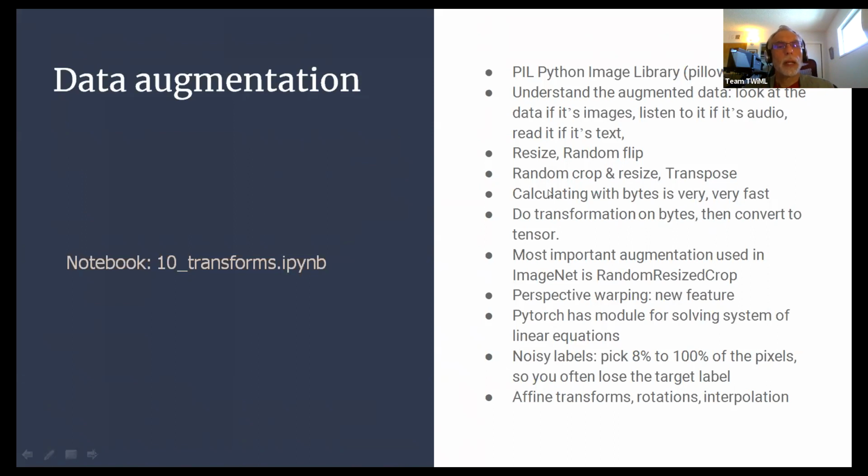Let's see. He makes the point that calculating with bytes, I guess in an image, an integer is 64 bits, a float is 32 bits, and a byte is 16 bits. And he says that calculating with bytes is really, really fast, and so you should do as much of that as you can in that form. Do a lot of the image augmentation in bytes, because that makes it much faster. And image augmentation is apparently one of the limiting steps in these models.